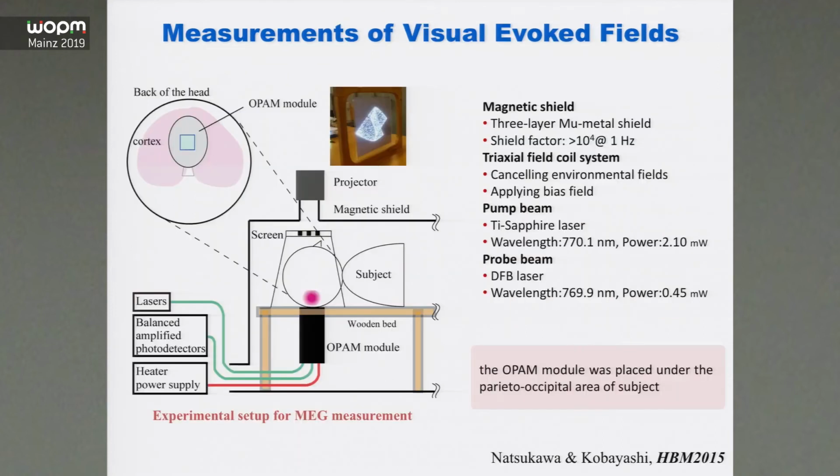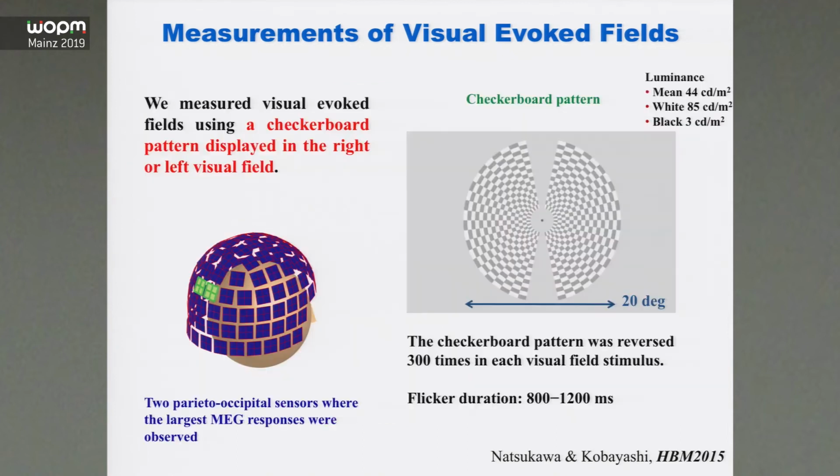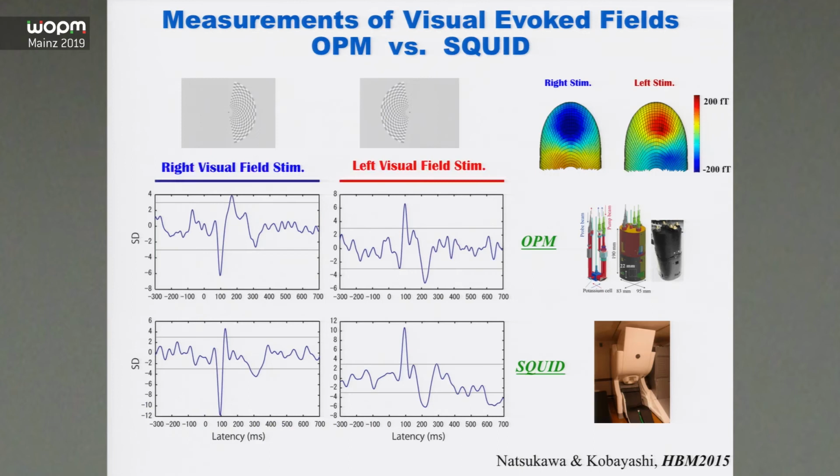2015. By using this compact module, we try to measure visually evoked fields. Shown here is the setup of the MEG experiment. We gave a visual stimulus, shown on the right. This is called a checkerboard pattern. The checkerboard flickered as a function of time, and we measured the evoked field with both our compact OPM and the whole head MEG system.